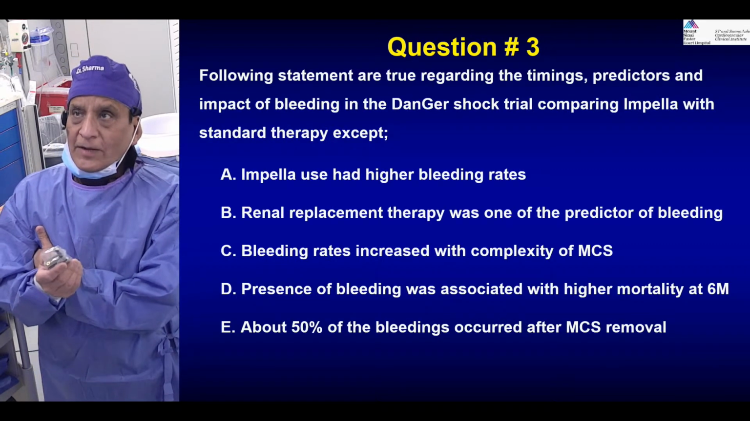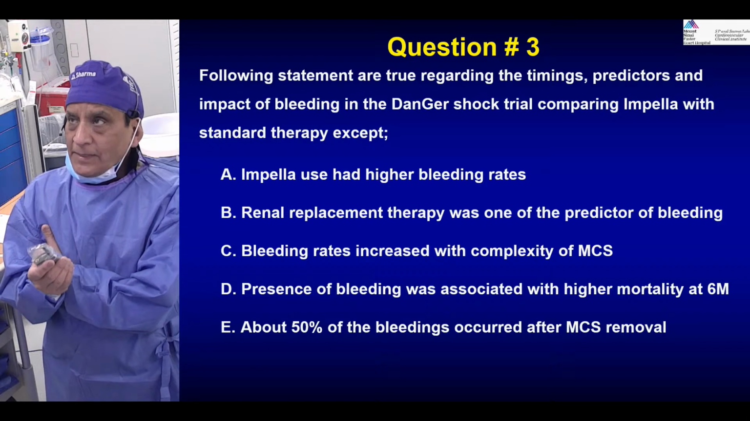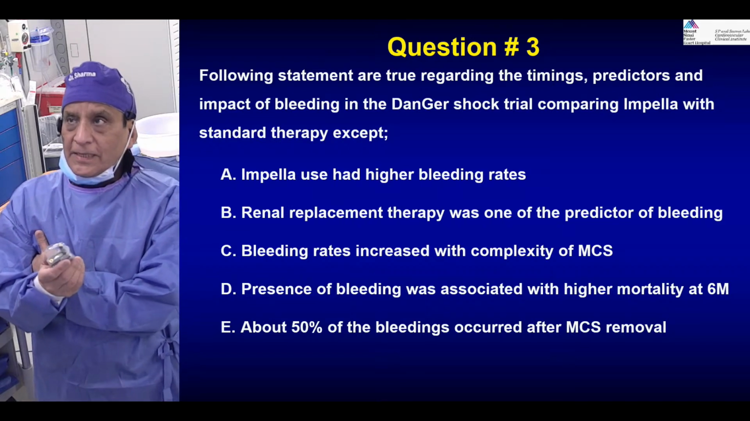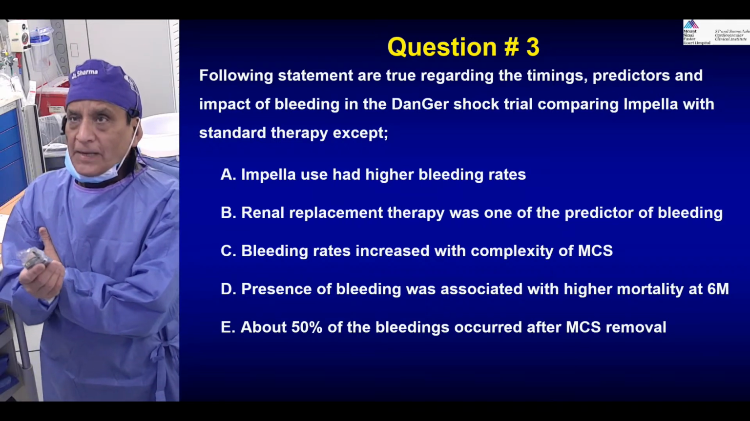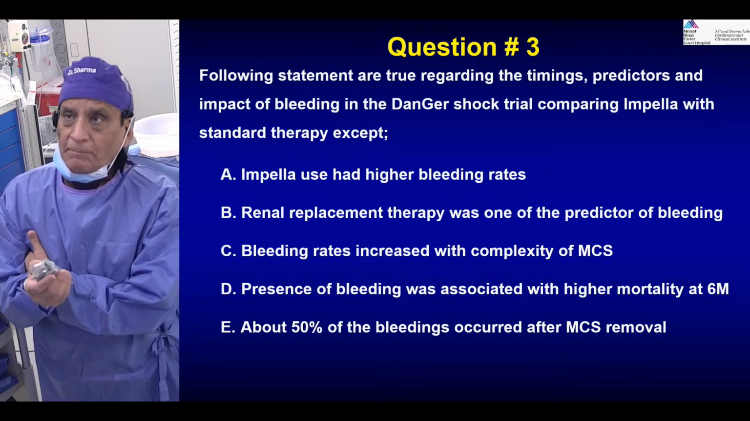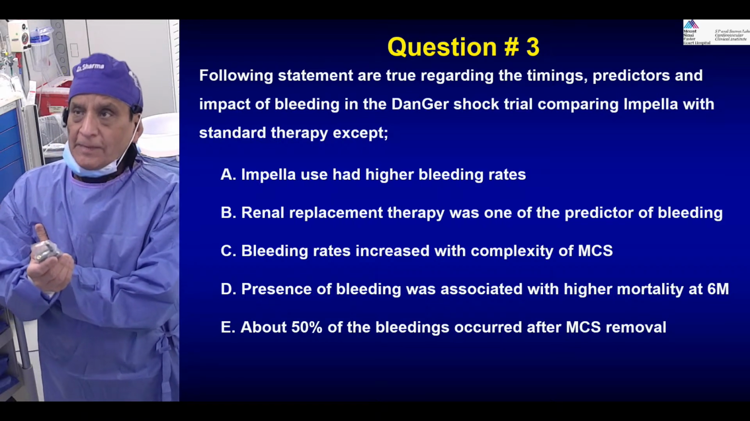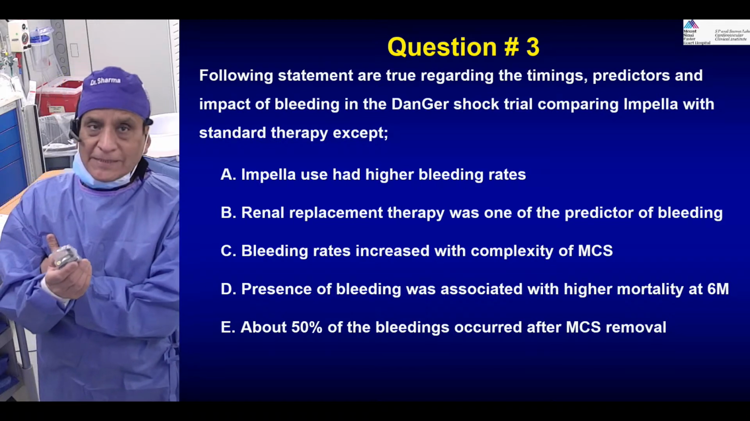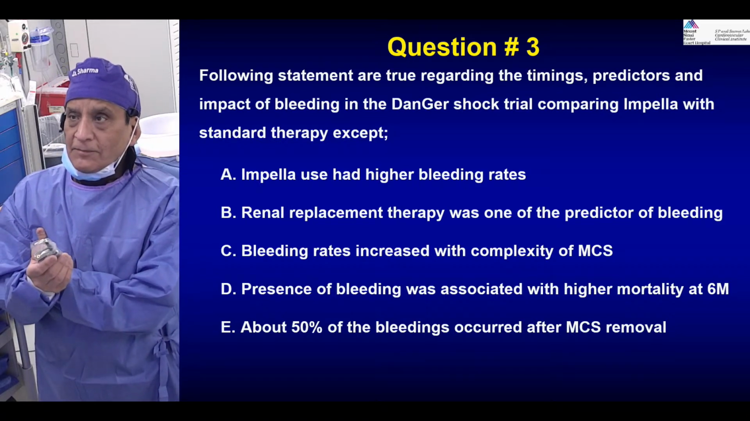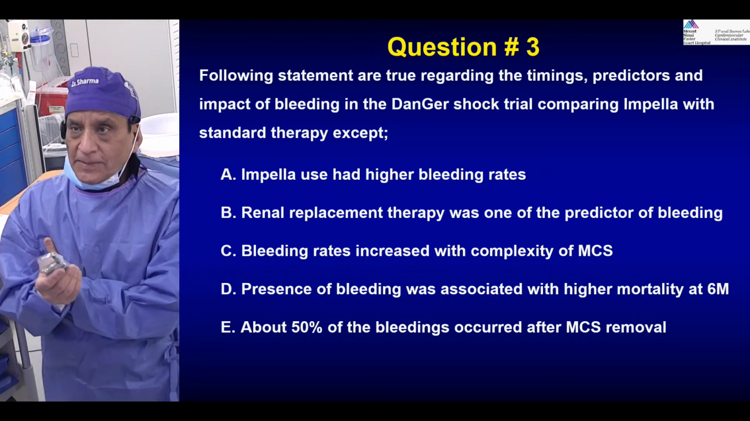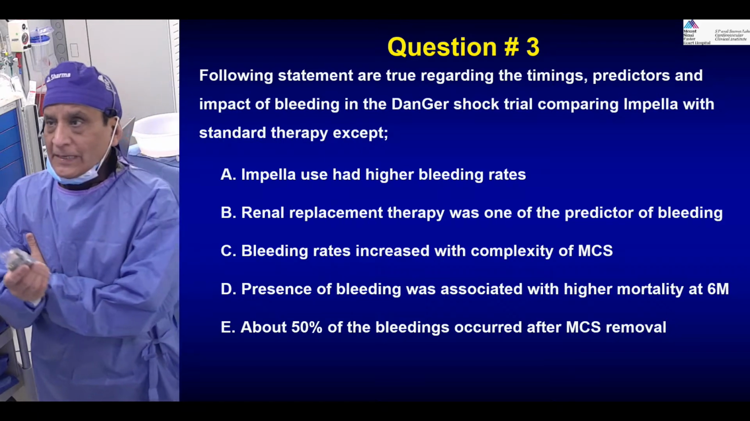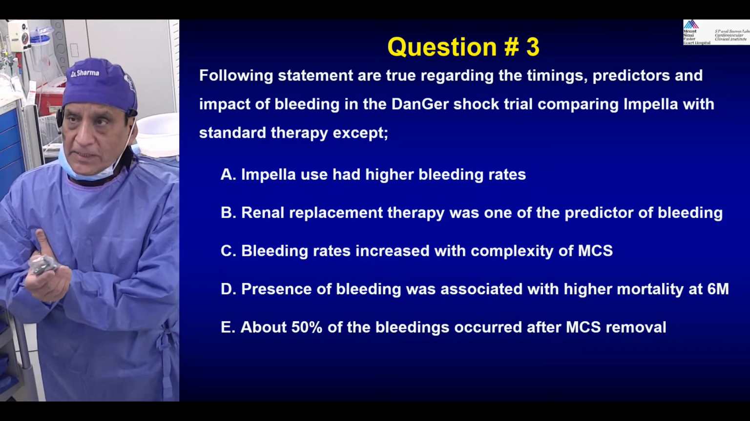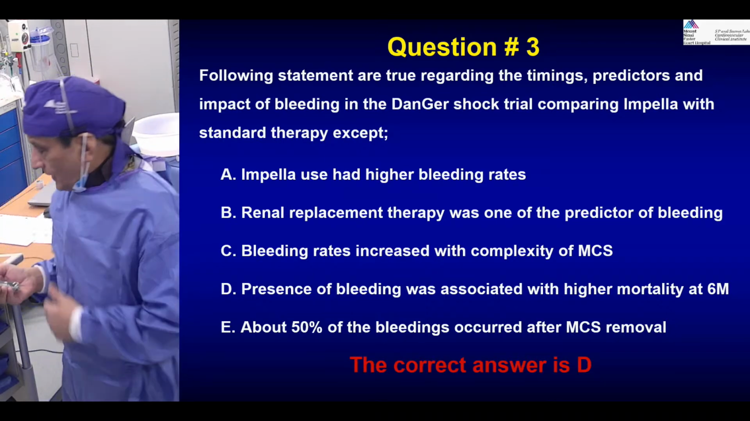Third question: the following statements are true regarding the timing, predictors and impact of bleeding in the DANGER-SHOCK trial, comparing Impella with the standard therapy, except: Impella use had a higher bleeding rate. Renal replacement therapy was one of the predictors of bleeding. Bleeding rates increase with complexity of MCS. Presence of bleeding was associated with higher mortality at 6 months, and about 50% of the bleeding occurred after MCS removal. We know that bleeding was not associated with mortality at 6 months.